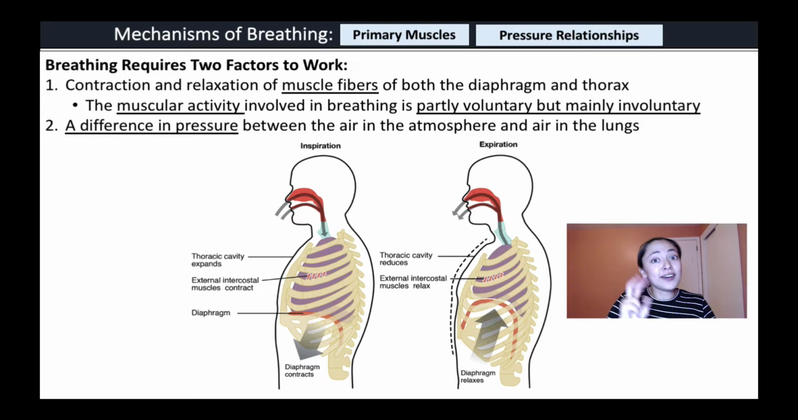The second factor that is necessary for breathing to work is a difference in pressure between the air in the atmosphere out here and the air in the lungs. It's the difference in that pressure that drives air to either enter your lungs or to leave your lungs. And we'll talk a little bit more about that in a couple slides from now.